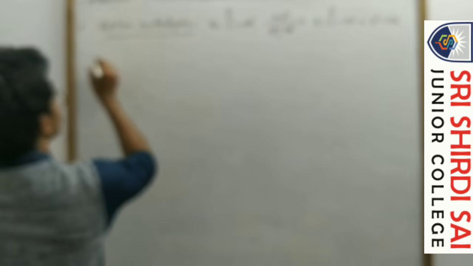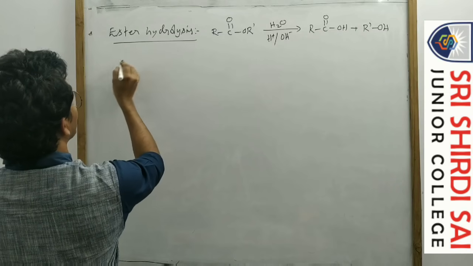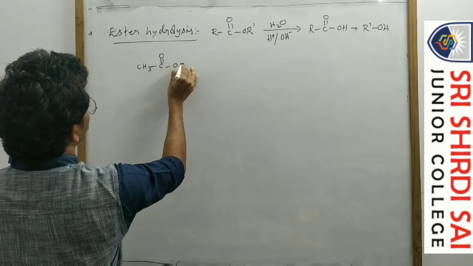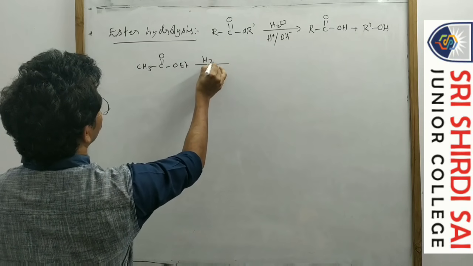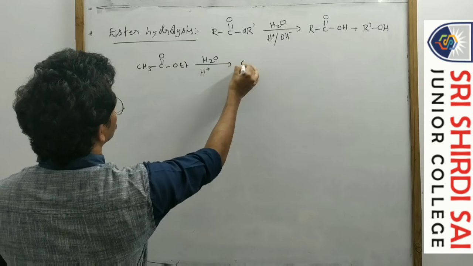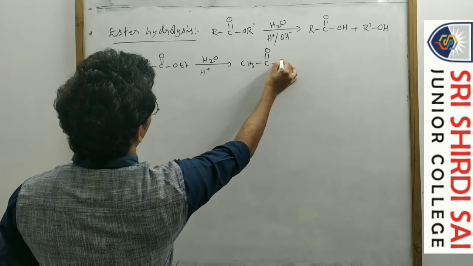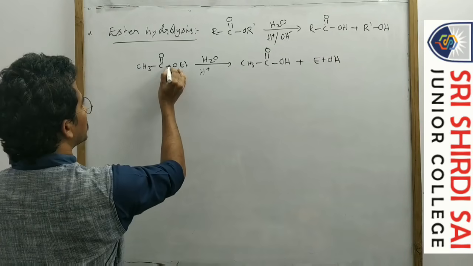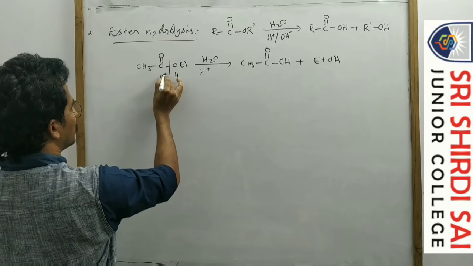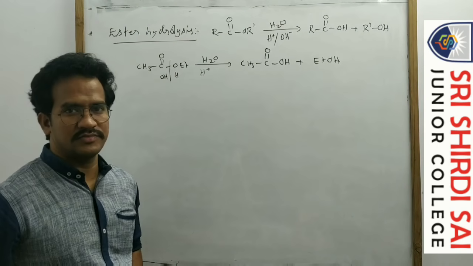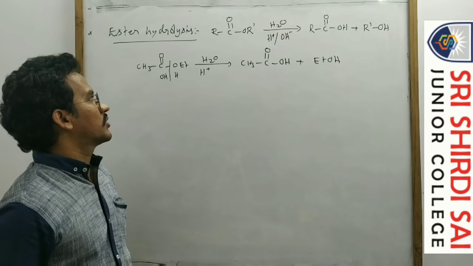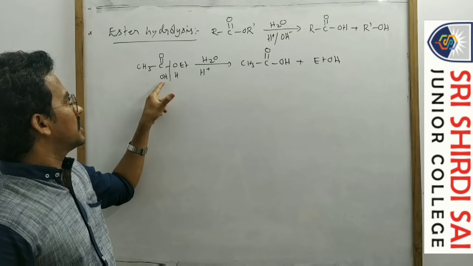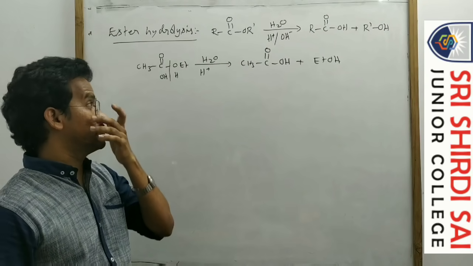So what is the mechanism of this reaction? Let us consider CH3 C double bond O, OEt, this is the ester, in the presence of acid medium. It is converted to CH3 C double bond O OH plus EtOH. Simply you can write the product like this, H and OH, by breaking the carbon and oxygen bond: EtO minus, H plus, and here C and OH, carboxylic acid and alcohol. Those are the products.